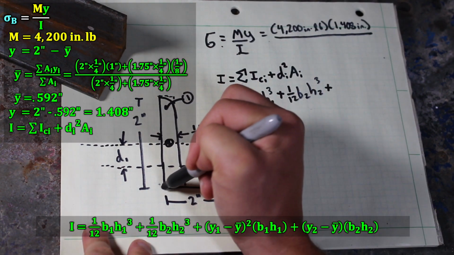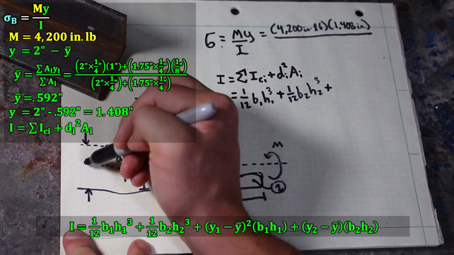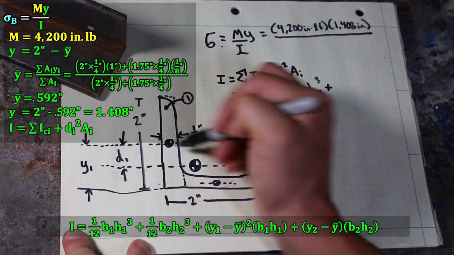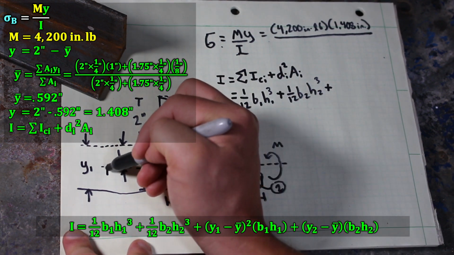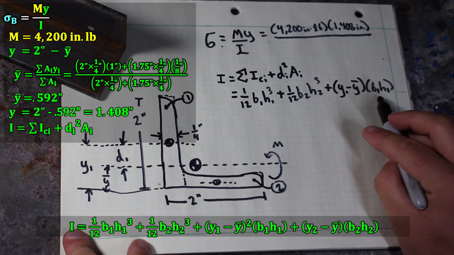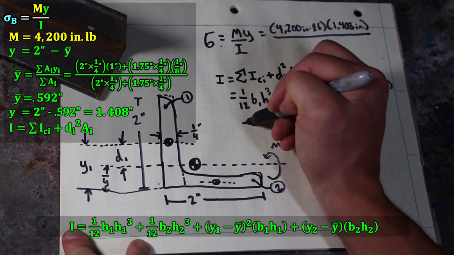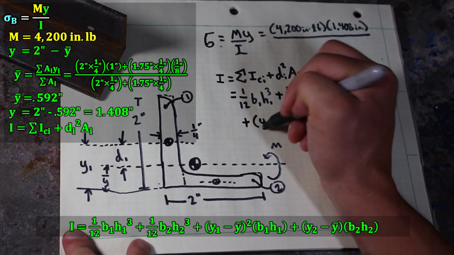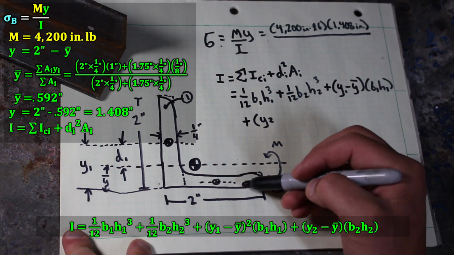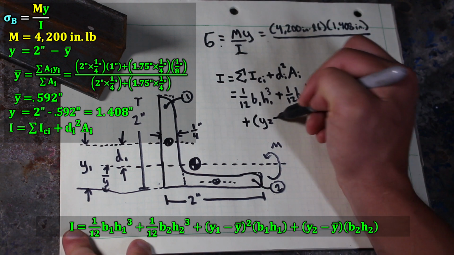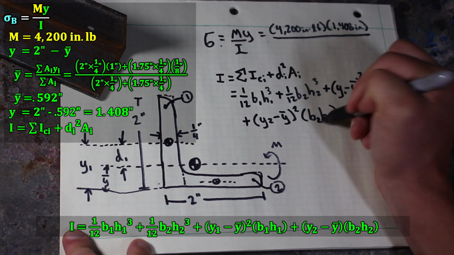And so we can see then that d sub 1 is the difference between, we could call it y sub 1, the distance to our centroid of our left-hand shape, and y bar from earlier. And b1h1, that's just the base and the height of member 1. We can do the same thing for 2. We have y2, which will just be the distance from our datum, the bottom of the shape, to the centroid of the right-hand rectangle, minus y bar again. These terms are squared, multiplied by the b2h2 area term.